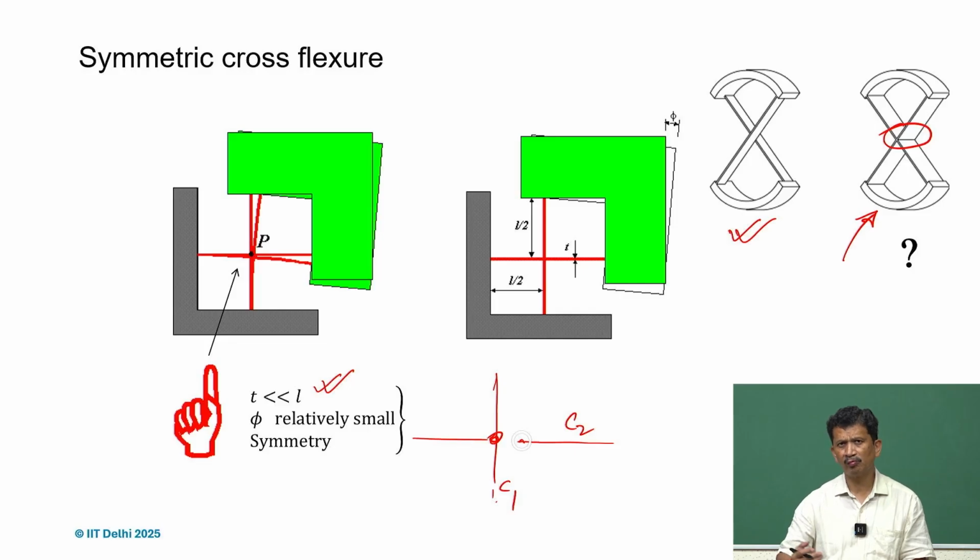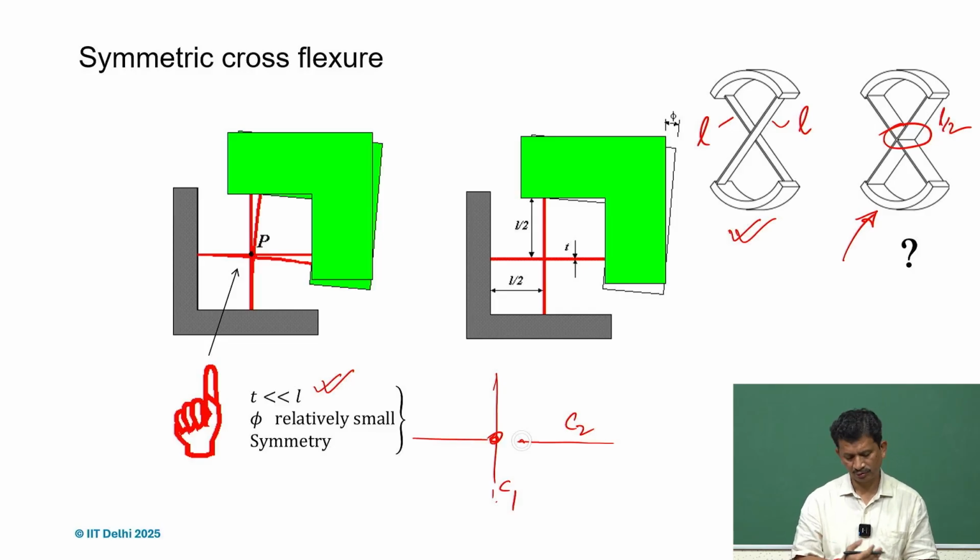The stiffness will be way higher and the stresses will also be higher, because here the effective length is L by 2 only. Here we are talking about the entire length. So the entire length is flexing, and that's why it's very important to understand the difference.